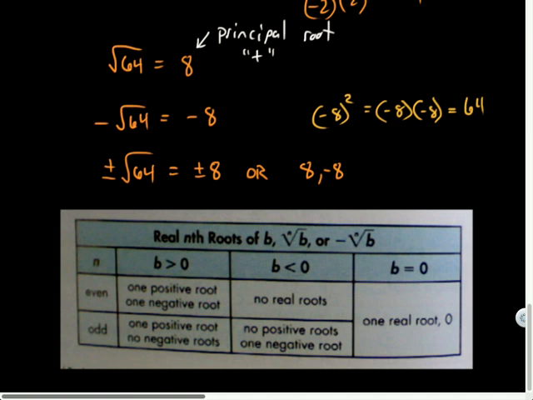Okay? So let me do a couple more examples, and then I think we'll call it a day for this video. There's a lot of stuff, and we're actually going to cover a little bit more on this tomorrow, talking about some absolute value stuff.